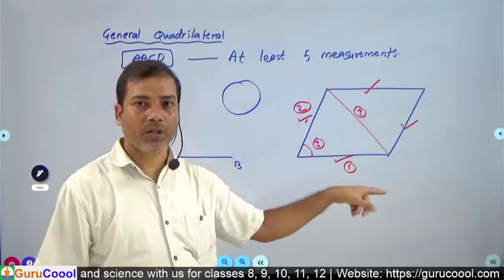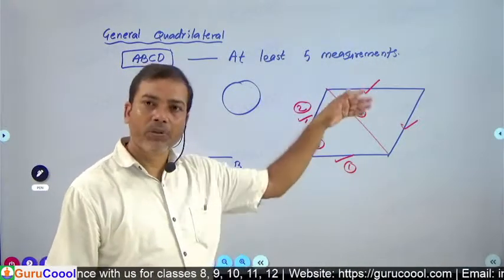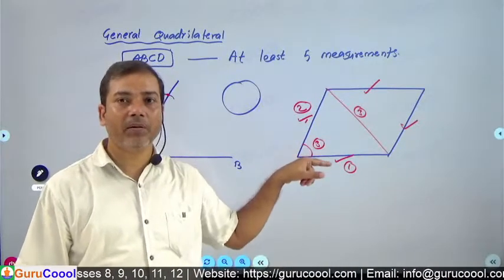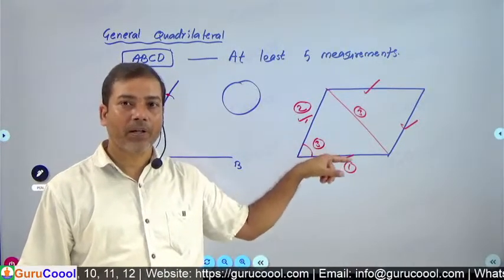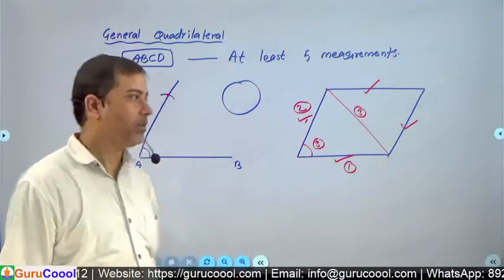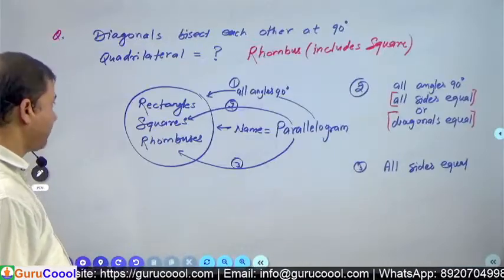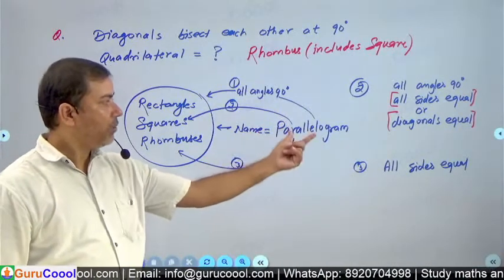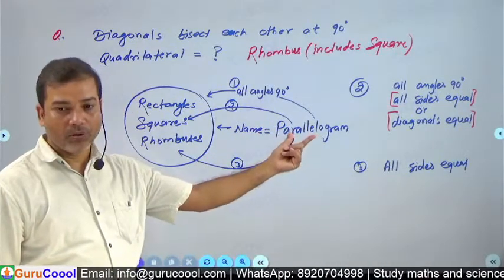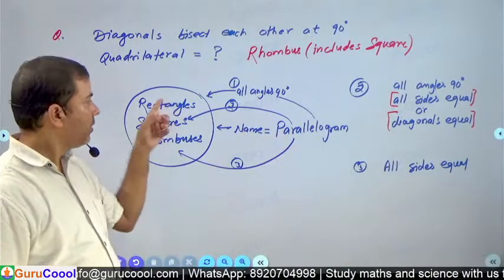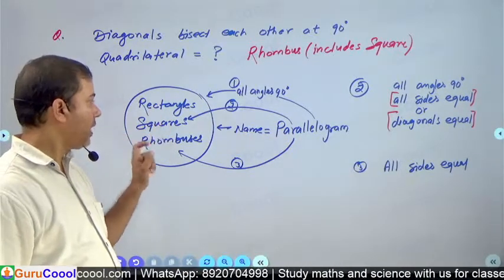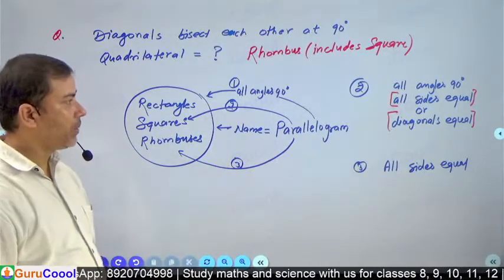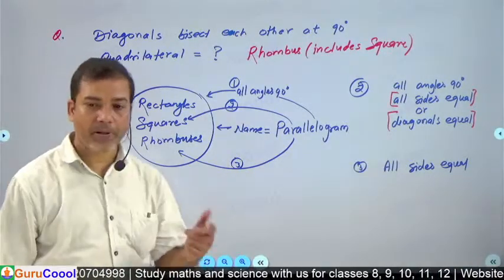In this parallelogram, generally opposite sides remain equal only. But if all sides become equal, we will call this parallelogram a rhombus. This is what I am teaching. So a parallelogram has to follow some specific things to become a rectangle, a square, or a rhombus. And I have written all those specifics. Okay, let's repeat once again.